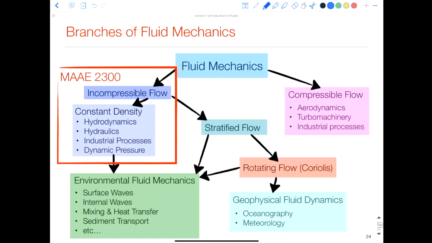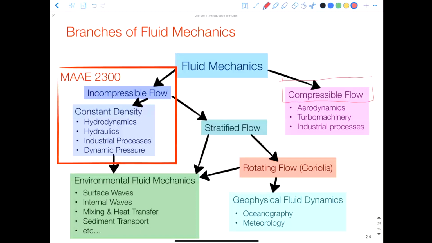So lastly, where does this all fit in? There are lots of branches of fluid mechanics. I don't even think these are all of them, just some that I'm aware of. This course is going to talk about incompressible flow, constant density, hydrodynamics, hydraulics, dynamic pressure. We actually are going to cover some compressible flow, but most of what we're doing is incompressible flow. There's also stratified flow, where you have flow of multi-layered fluids.